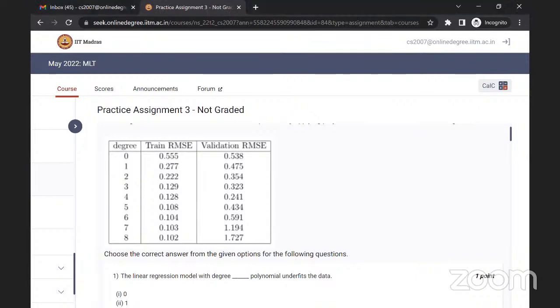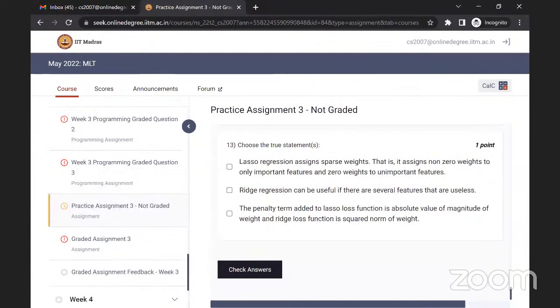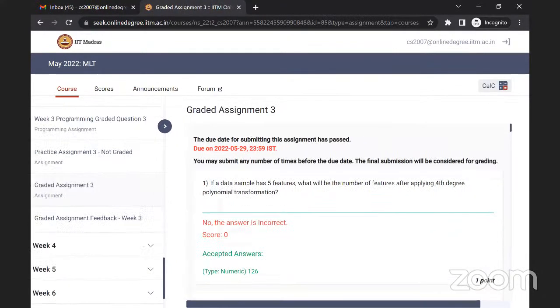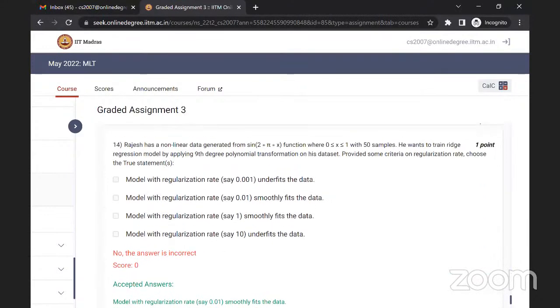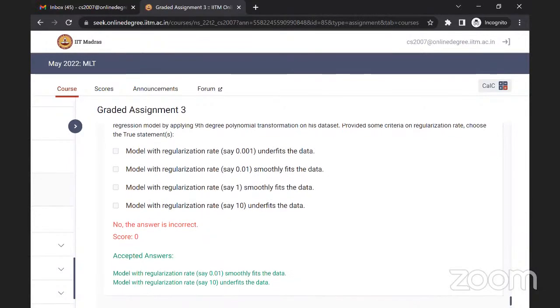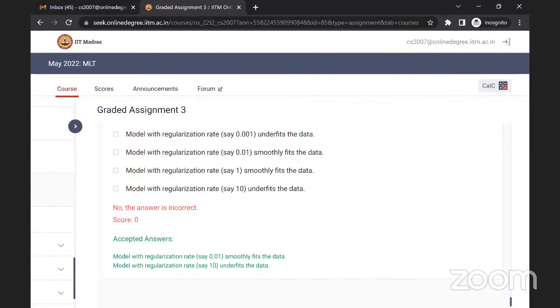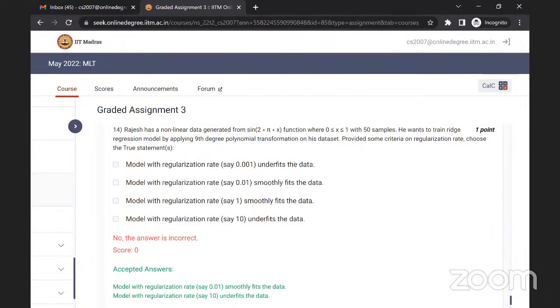All right. Question number 14 in the same assignment, graded assignment 3. Okay, the last question is this much. Choose the statements which are true. This is the one, right? Yes, correct. So which of these statements are supposed to be true?